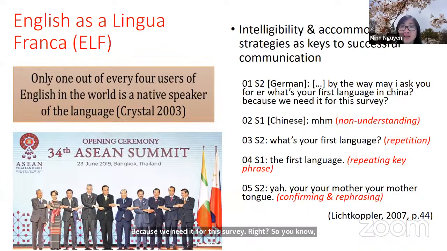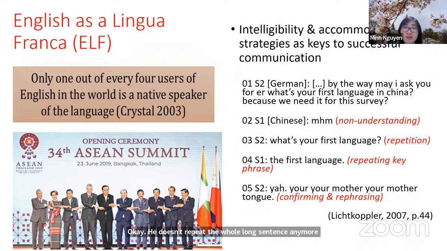And in line two, the Chinese speaker signals non-understanding. So at this point, in line three, the German repeats his question, but in a shorter manner. He only repeats the key point: what is your first language? He doesn't repeat the whole long sentence anymore. He only repeats the key points. What is your first language?